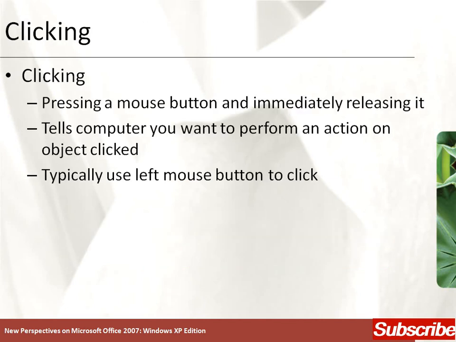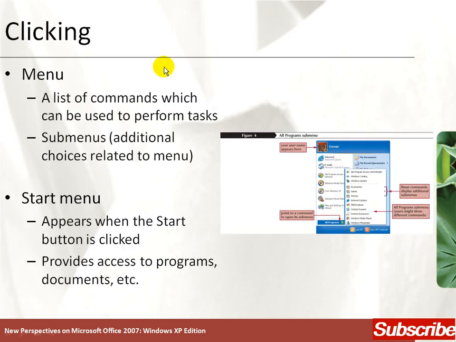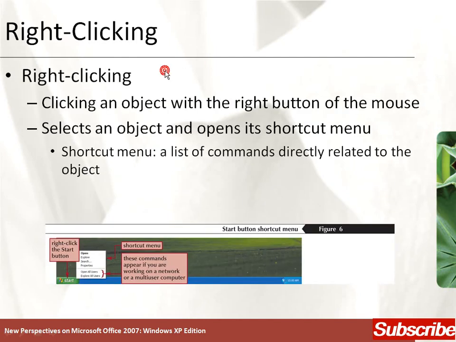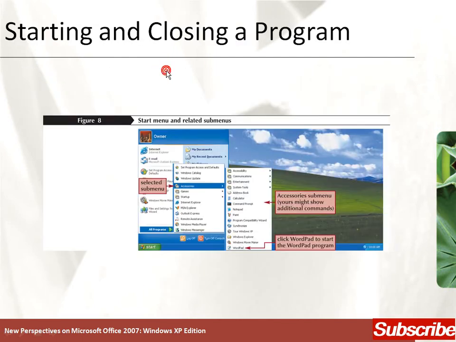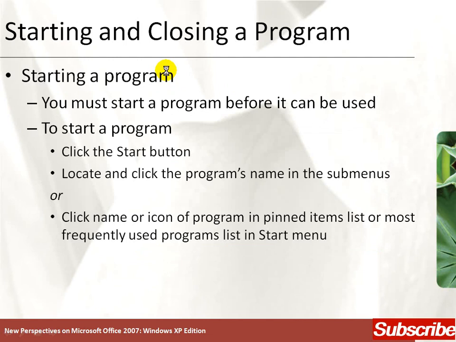What do you mean by clicking? See, clicking means pressing a mouse button and immediately releasing it. It's called clicking. Immediately, suddenly, at once, at that time, we call immediately. Right now. So, for example, if I click on the mouse button, see what happened? It's called clicking, or not?